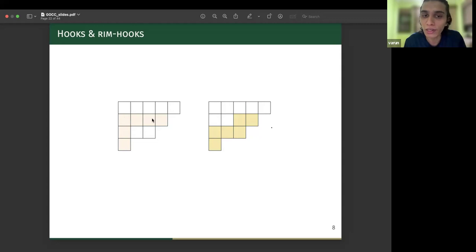Now, corresponding to this hook, I have a rim hook, which is what I get when I take these two cells, which are the extremes of the hook, and I go along the boundary of the diagram to join them. So I get this, and that's a rim hook. Note that the number of cells in a hook and its corresponding rim hook are the same. That will always happen, and that number will be called the hook length of the hook.